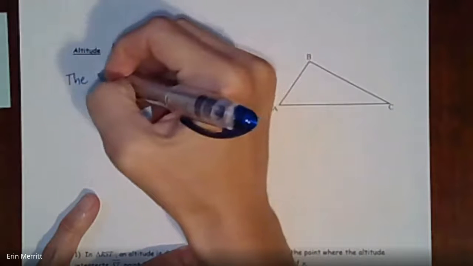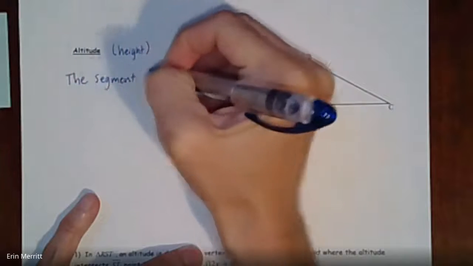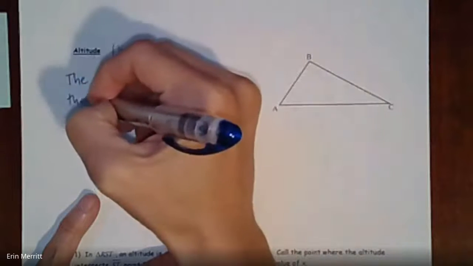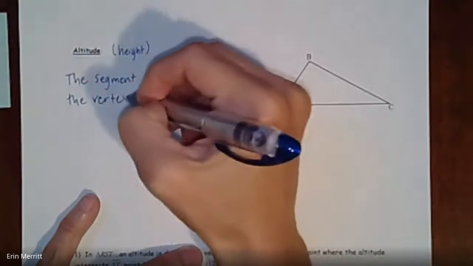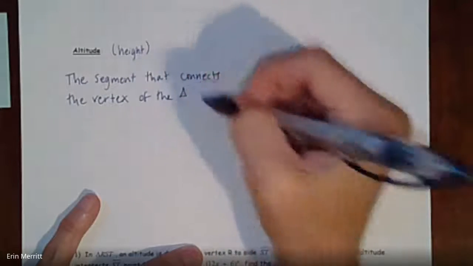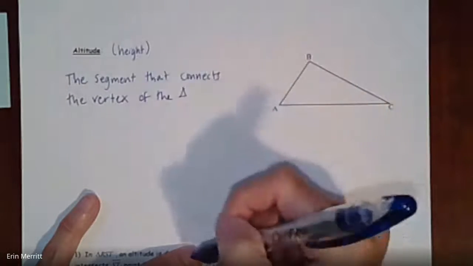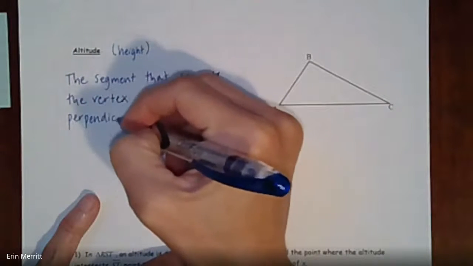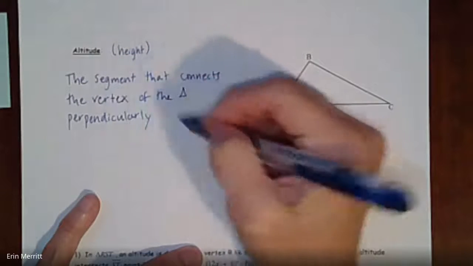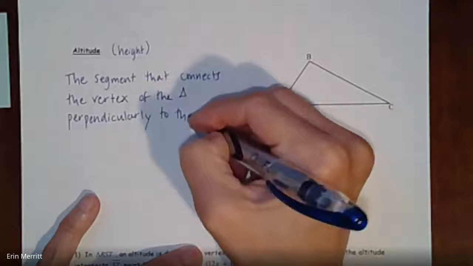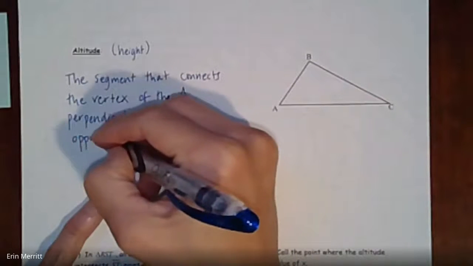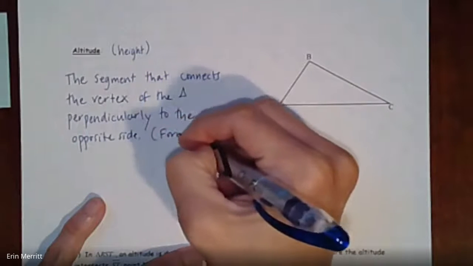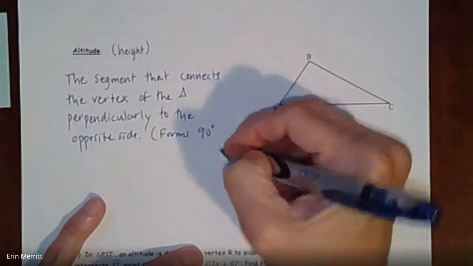In a triangle, it specifically is the segment that connects the vertex of the triangle perpendicularly. That's a big word. Perpendicularly to the opposite side. Right? Which is just code for it forms a 90-degree angle.